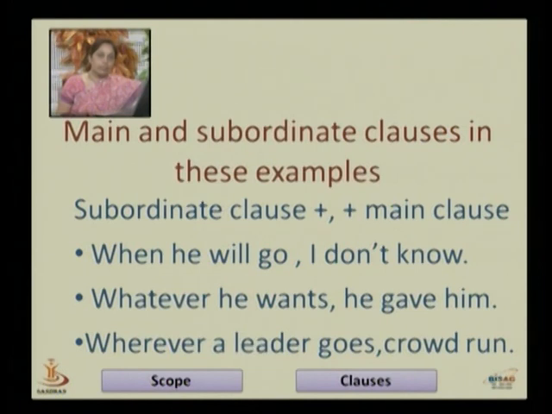In the previous sentences we have seen that if we put main clause first, then we add the subordinate clause. If we put the subordinate clause first, we have to put a comma between the subordinate clause and the main clause. So the same sentences reversed: When he will go, comma, I don't know. In the second sentence, whatever he wants, comma, he gave him. Wherever a leader goes is subordinate clause plus comma, then main clause, crowd run.